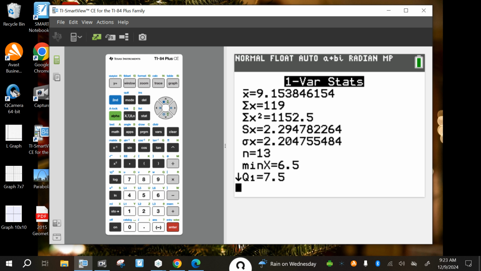Then you have this Sx. S stands for standard deviation. Standard deviation is how spread out the data is from the average. So it's not too far spread from our average of 9. Most of the data is within 2 units of 9 is what that means.